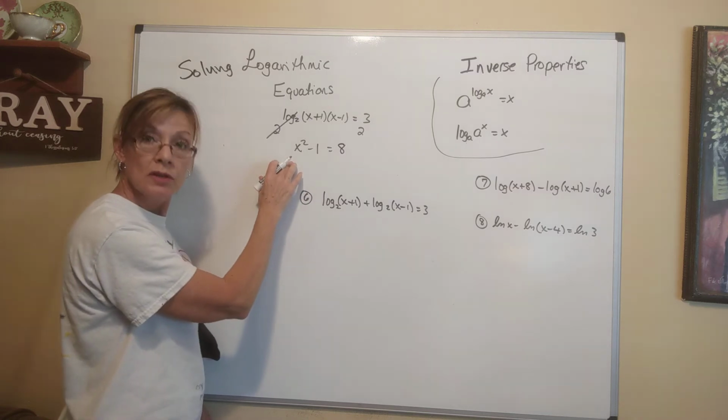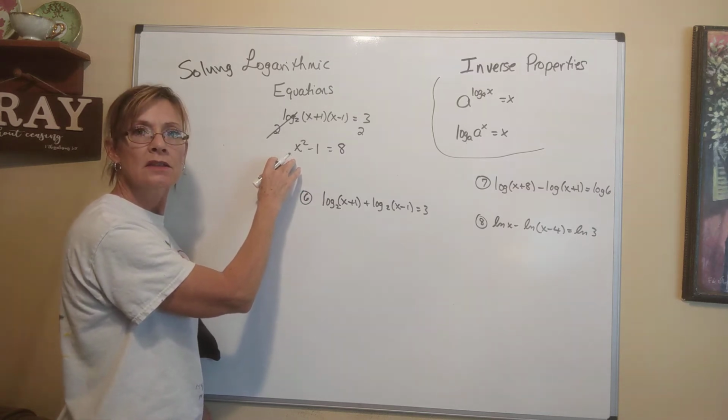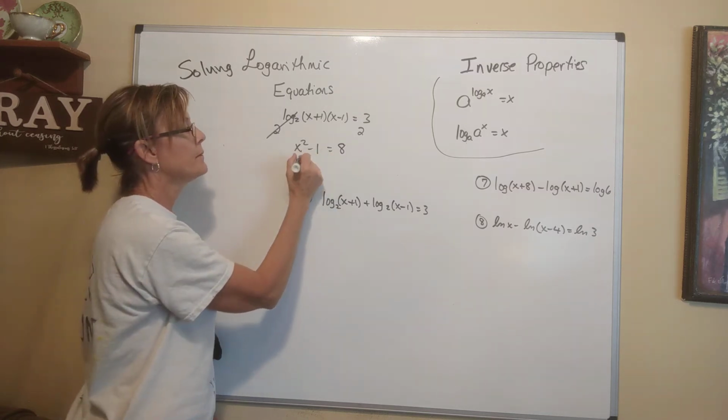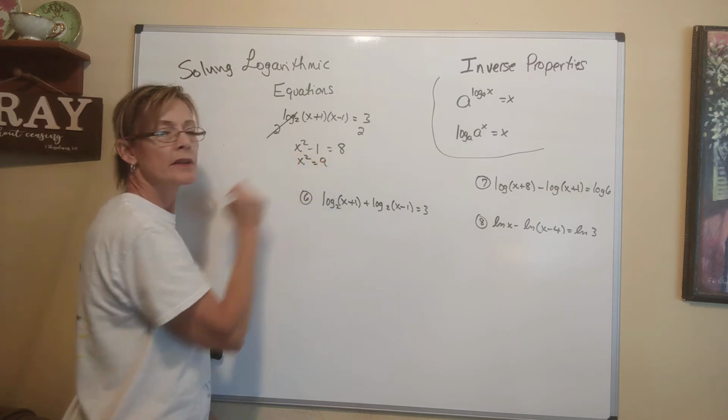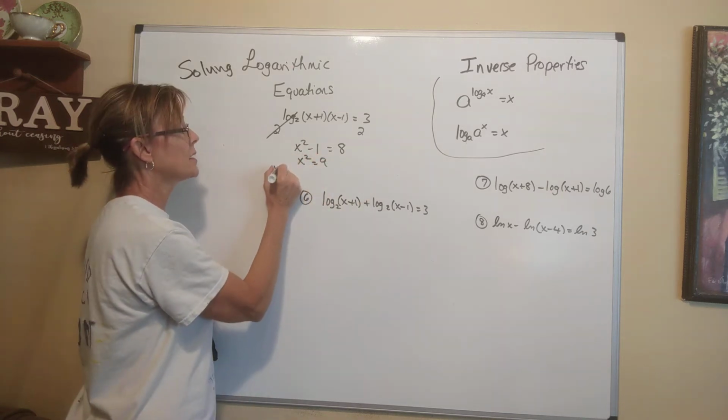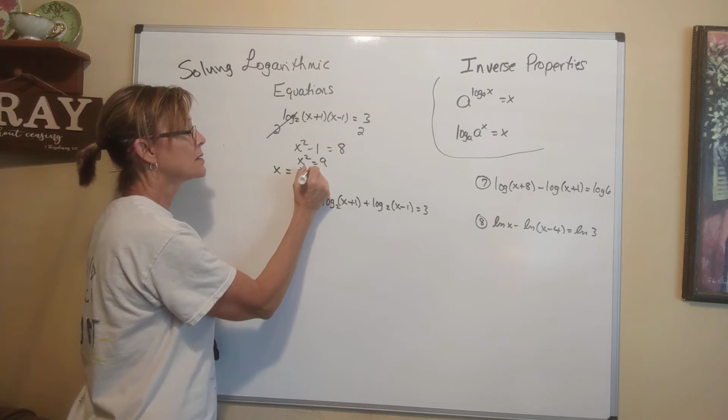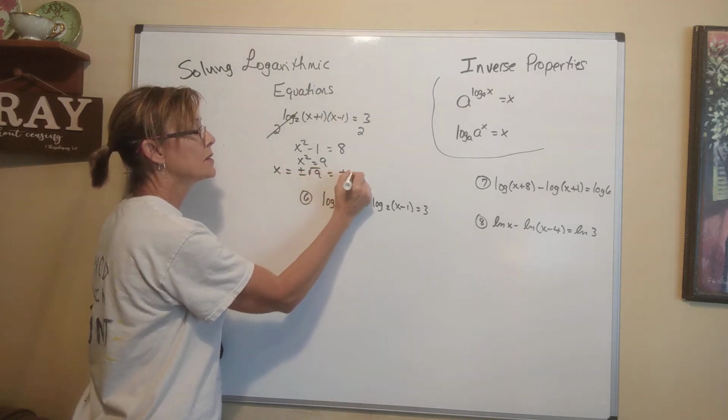Let's solve this using a quadratic method. How about let's just take the square root of both sides. Let's add 1. x squared is 9. Take the square root of both sides. So x is equal to plus or minus the square root of 9, which means plus or minus 3.